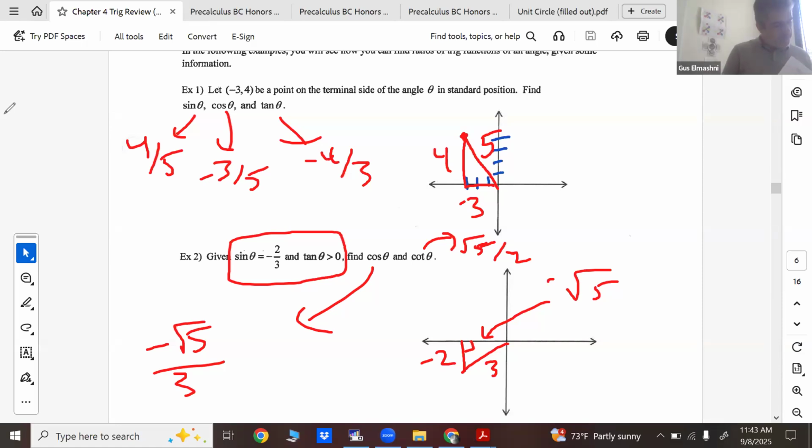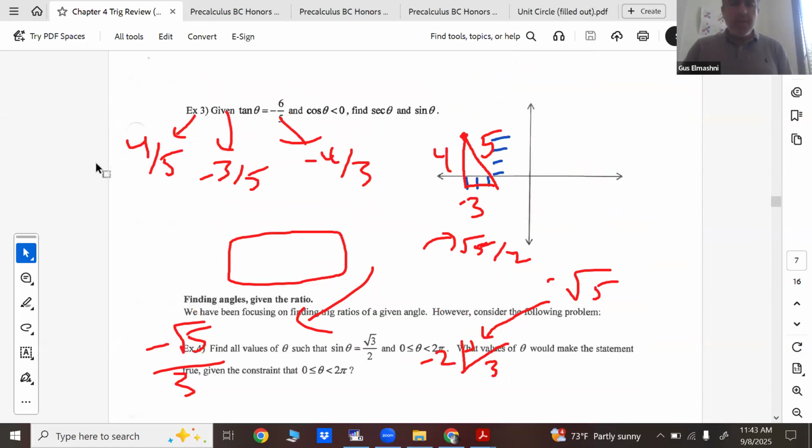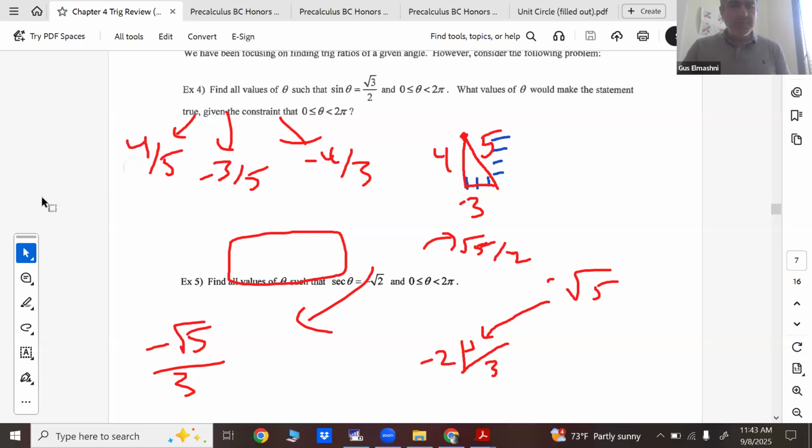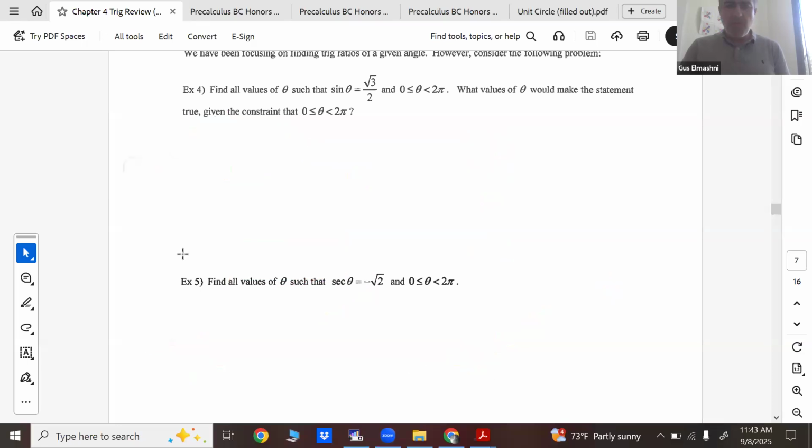Yeah, so you have stuff like this. Let's keep on moving. You get the idea. We'll skip example 3. Let's look at example 4. Okay, do that one, sure. And we'll do example 5.